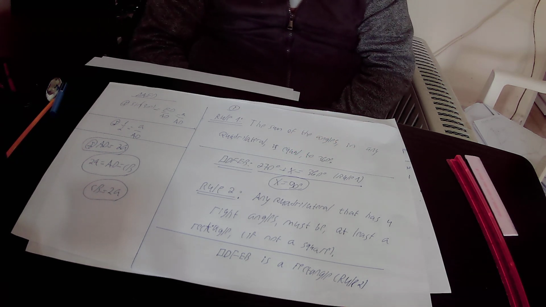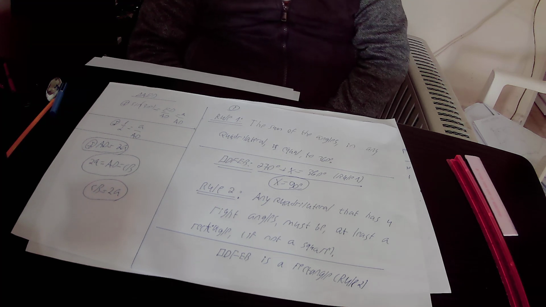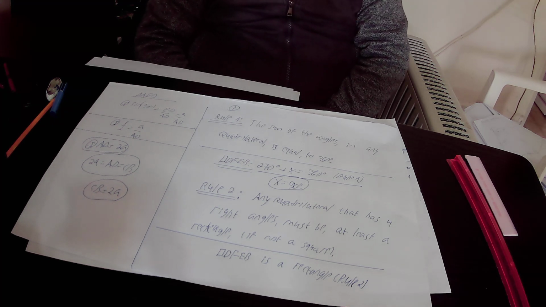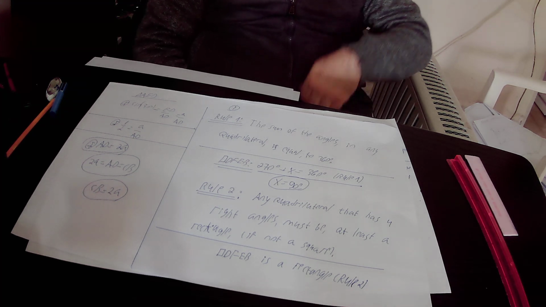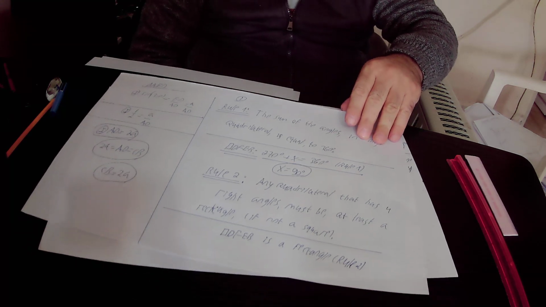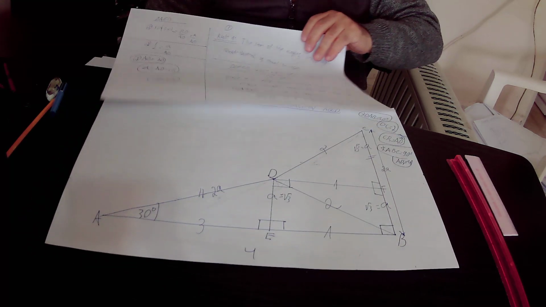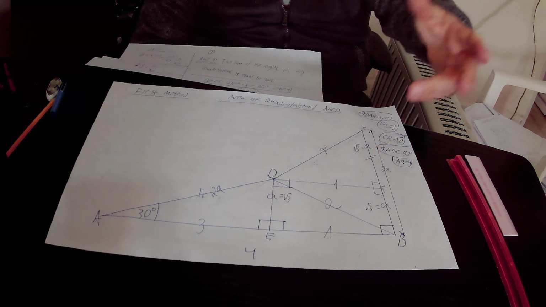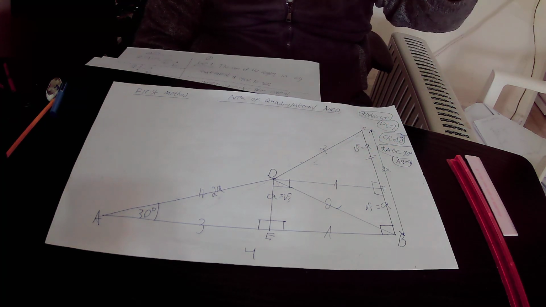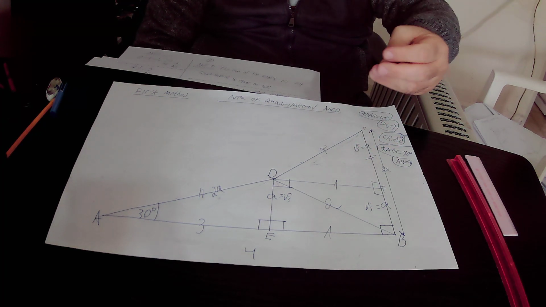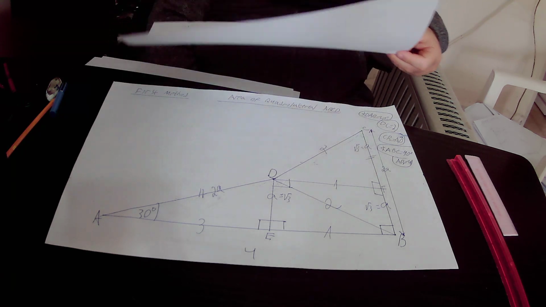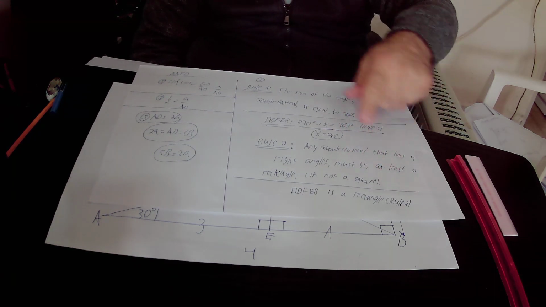Then I presented to you rule number 2. According to rule number 2, any quadrilateral that has 4 right angles must be at least a rectangle if not a square. If quadrilateral DFEB has 4 right angles, therefore according to rule number 2, quadrilateral DFEB is a rectangle. Okay, quadrilateral DFEB is a rectangle.